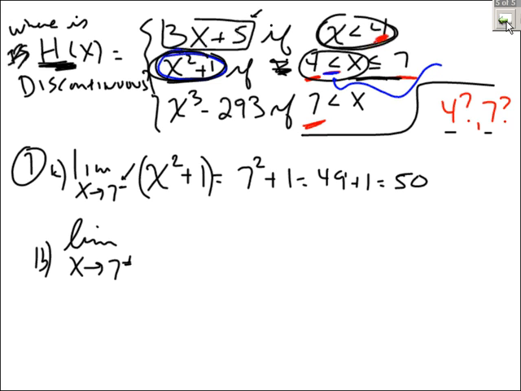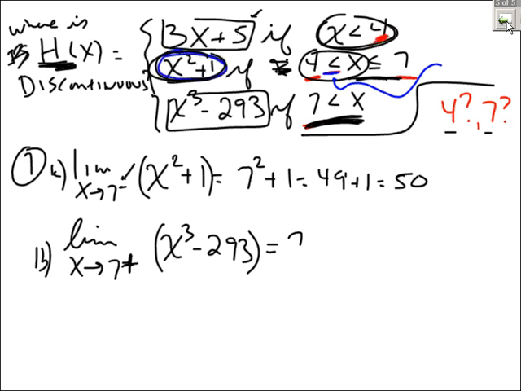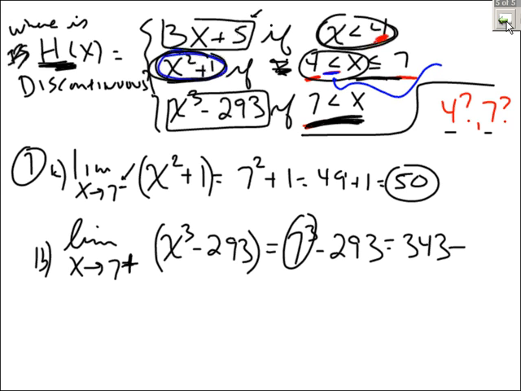Now, the limit where x is a little bit more than 7: if 7 is less than x, that means x is more than 7. This is the rule we use: x cubed minus 293. So I get 7 cubed minus 293. If I'm not mistaken, that's 343. And I ask myself, what do I take away to get 50? And I claim it's 293.